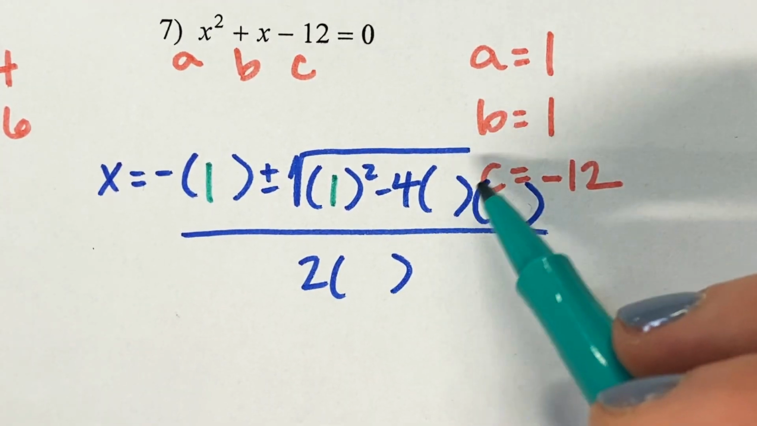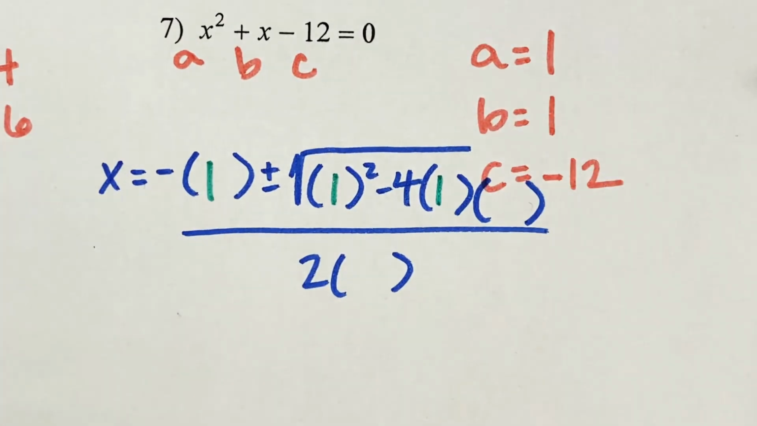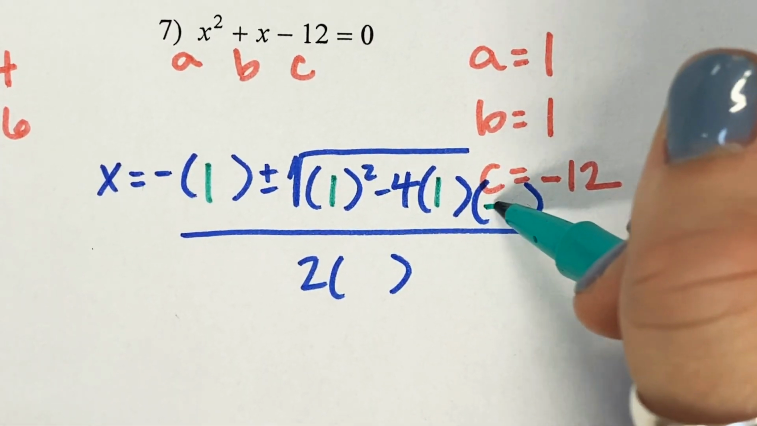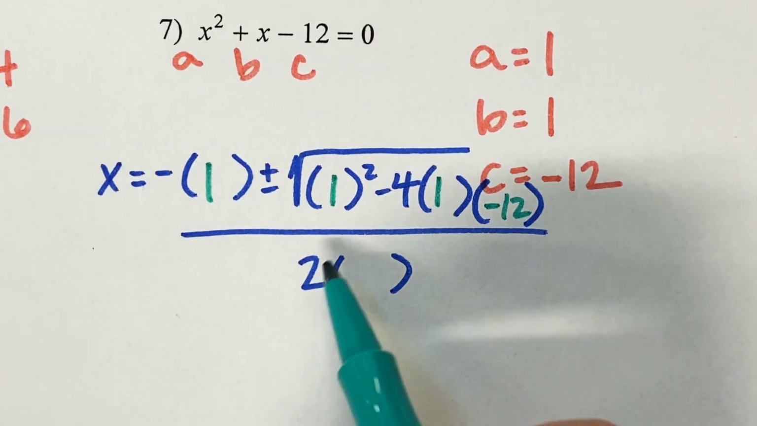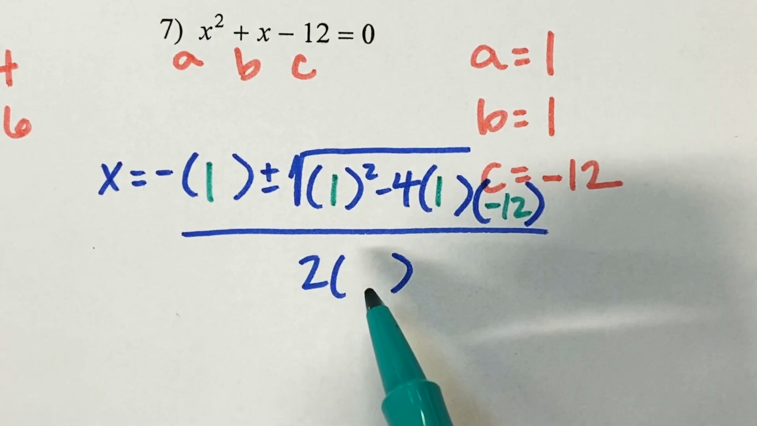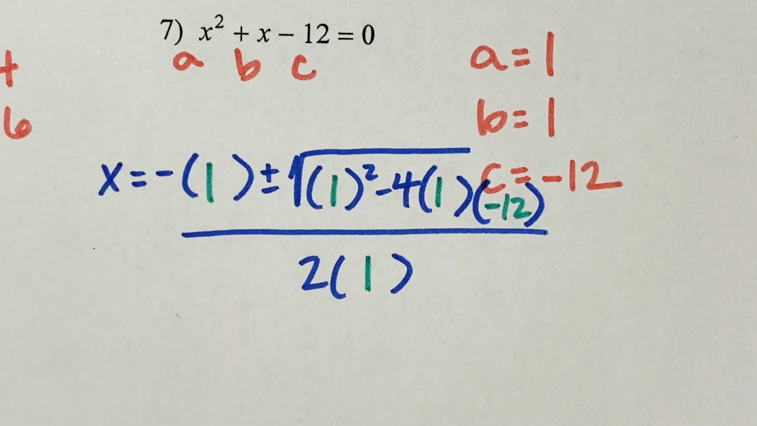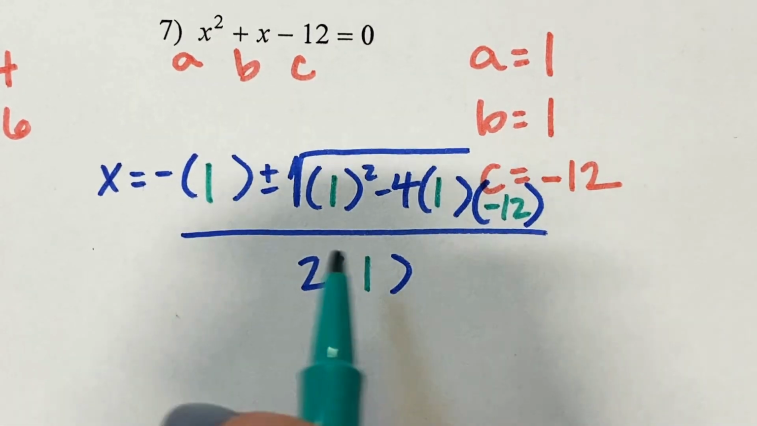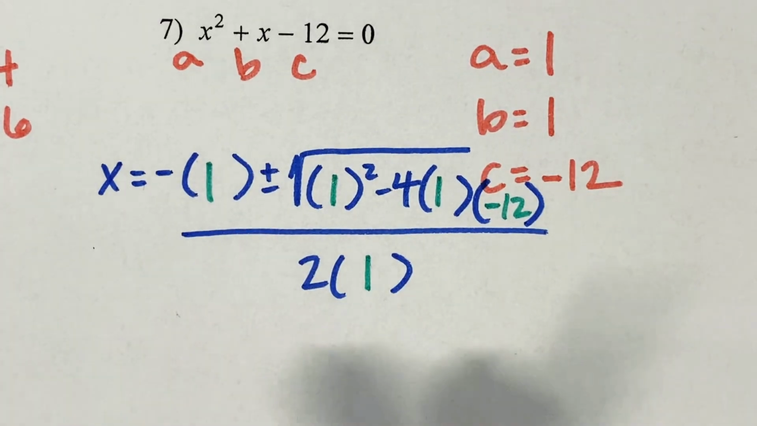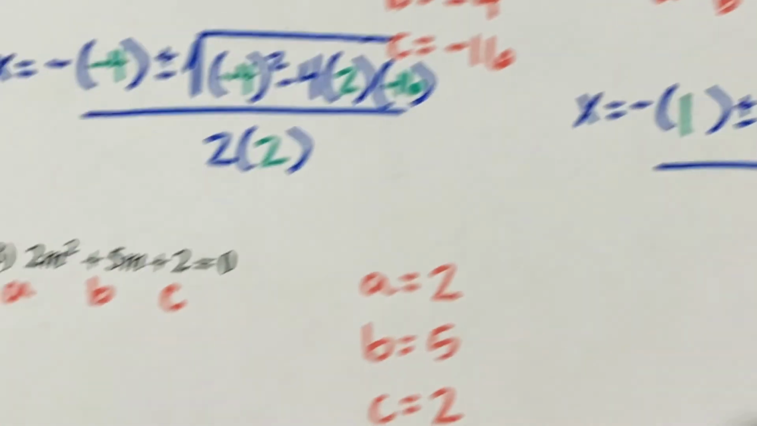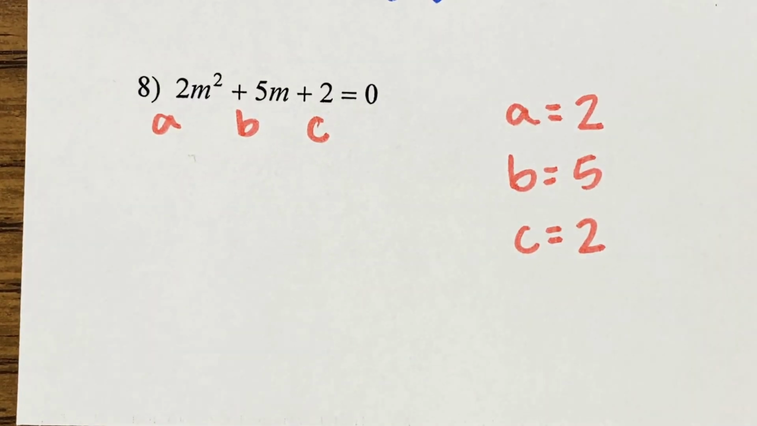4ac, so what's my a? Goes in this first spot, 1, and what's my c? -12, all over 2a, so my a again is 1. And that's it. I just want us to practice plugging in the numbers that we know. We're not even going to solve it today. Okay, so let's do it again on 8.